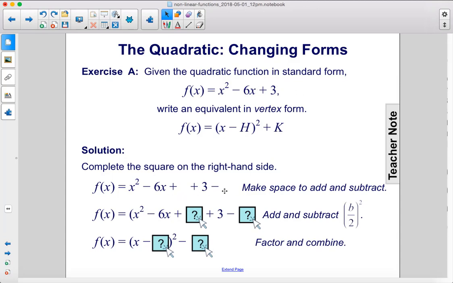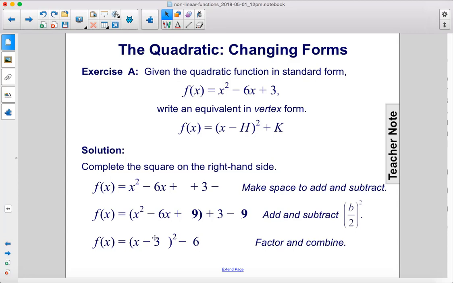So we make space, and we divide 6 by 2, we get 3, and then we square it to make 9. So we're going to add 9, and then also subtract 9, so that the value of this entire expression doesn't actually change. Then we put these parentheses around this portion because we're just going to factor this portion and leave this part out. So then we factor, we get x minus 3 squared, and then we're going to have minus 6 here.